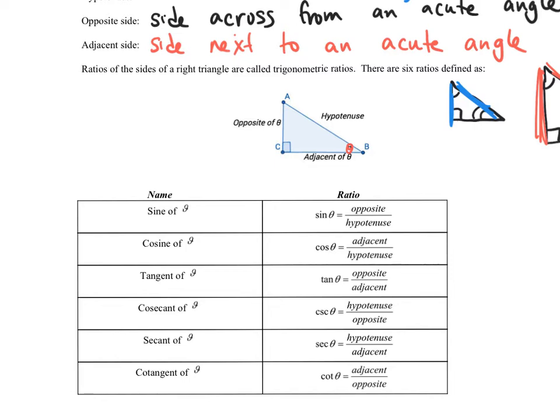So AB is the hypotenuse. This is definitely the hypotenuse. It's across from the 90. And then across from this given angle theta is this side AC, so that becomes the opposite. And then the other leftover side, the side next to the angle, is the adjacent.